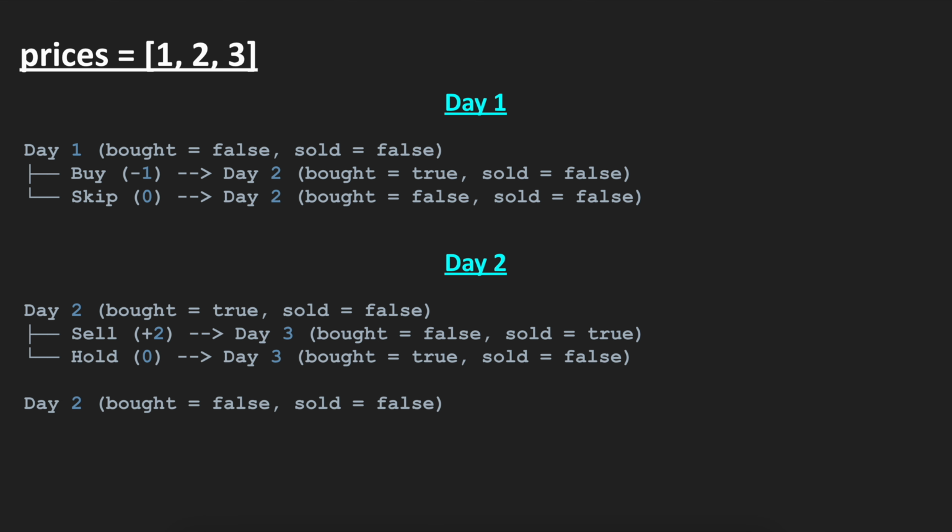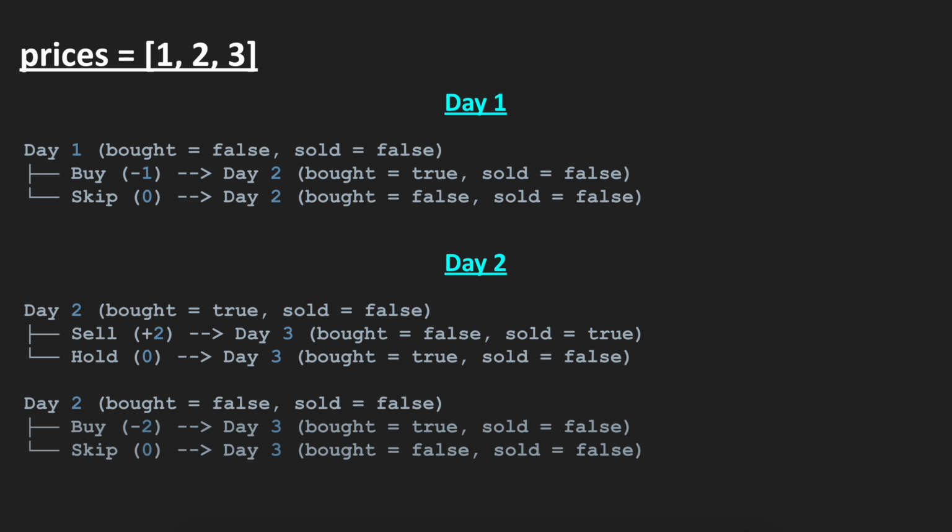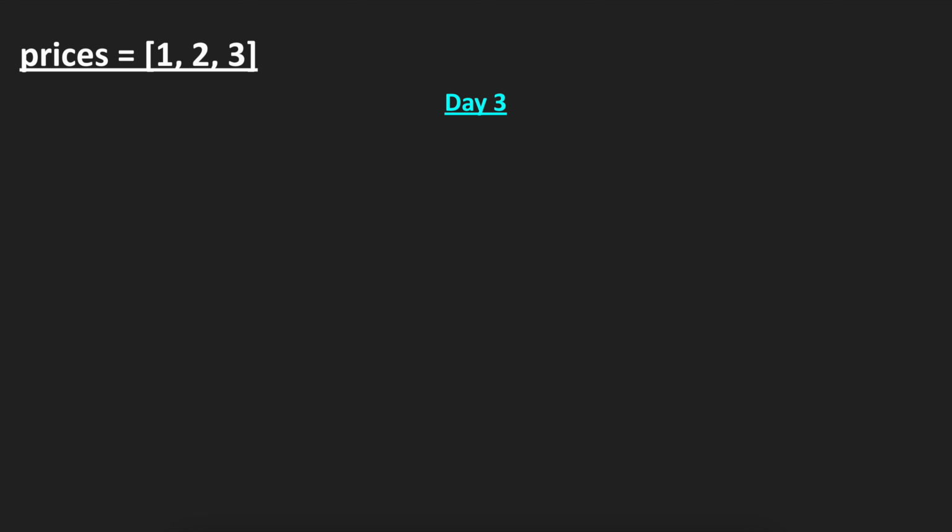Another option on day 2: if both of them are false, which means we haven't bought on day 1, then on day 2 we either buy, or we skip, which means we are not buying anything. Those are the only options that we have on day 1 and day 2. How about day 3?